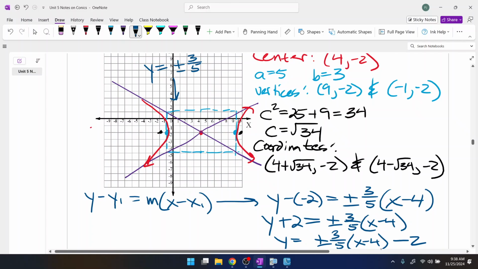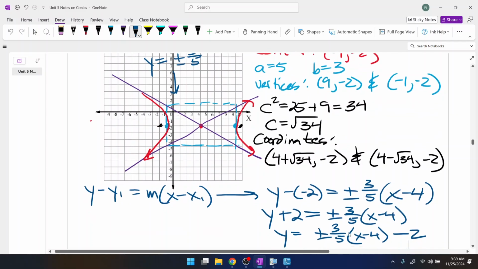Because here's what happens. 3/5 times negative 4, that's negative 12/5, minus 2, which is roughly here. And negative 3/5 times negative 4, that's 12/5 minus 2, which puts us right about here. But that's going to be the equations here. I mean, you could simplify it if you really want to, but I'm not going to make you. All right, I'm going to give you an equation where you'll have to complete the square.